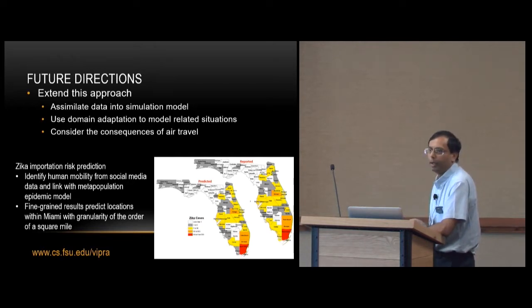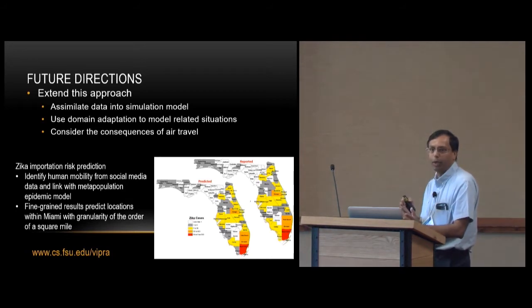In terms of future work, we are looking at using data in our simulation model so that our parameter space coverage is a little bit more efficient. Instead of looking at all possibilities that could happen, we say this is what is really happening. Different cultures have different population movement patterns, so we can use domain adaptation to do it a little bit more efficiently.